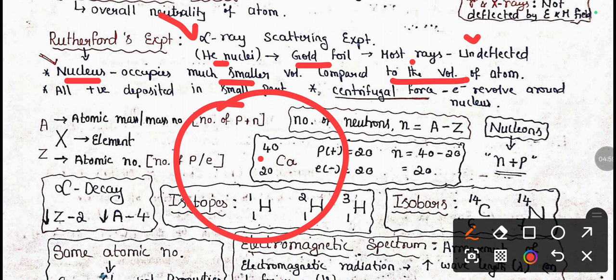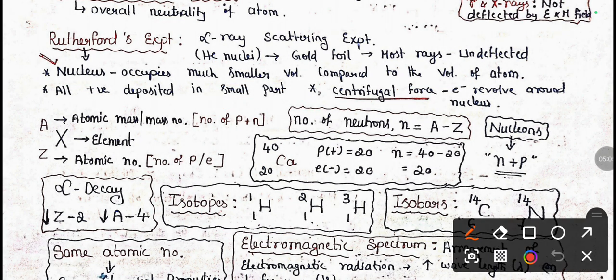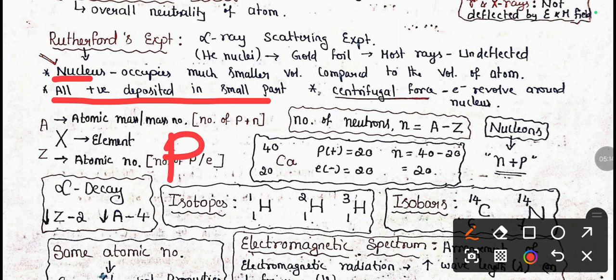The nucleus occupies a much smaller position, a much smaller volume. And he also mentioned that all the positive charge is deposited in that small part called the nucleus, because the nucleus is made up of positively charged protons, and around the nucleus electrons are revolving by centrifugal force. Electrons revolve around the nucleus in the centrifugal force. Remember this word, centrifugal force.